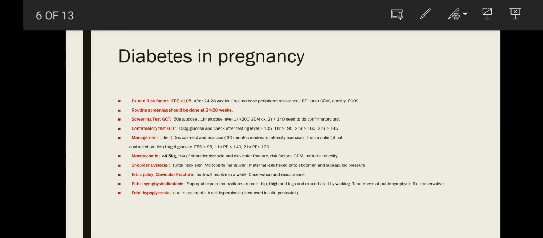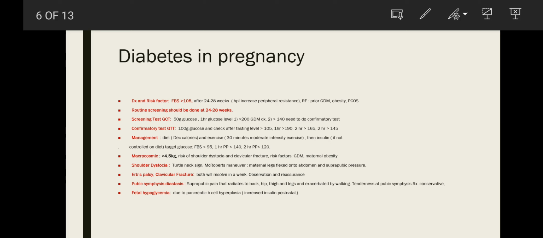Alright. So there are some conditions associated with gestational diabetes like macrosomia and shoulder dystocia. Macrosomia is basically defined as fetal weight greater than 4.5 kg, and the risks for this are gestational diabetes and increased maternal weight. And macrosomia is associated with shoulder dystocia.